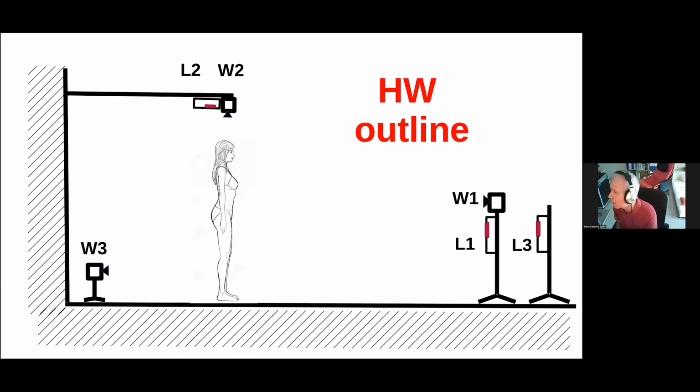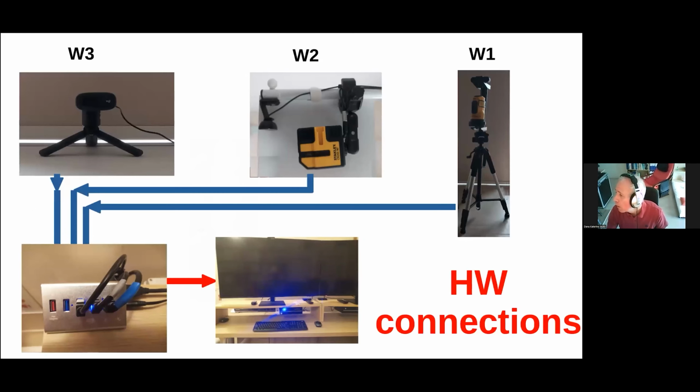As you can see in this figure, it is extremely simple. It consists of 3 webcams: webcam 1 from a front view, webcam 2 from a top view, and webcam 3 from a rear view, and then 3 laser levels: laser level 1 and laser level 3 on the front, and laser level 2 on the top. This is the connection of the 3 webcams to the PC, the core and the brain of our system. This connection is made by a simple 4-port 3.0 USB hub.